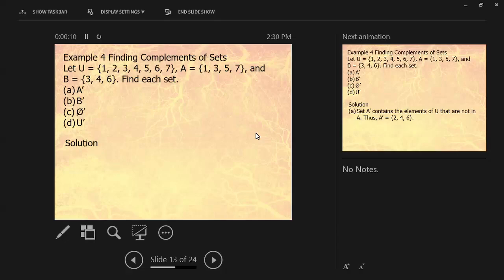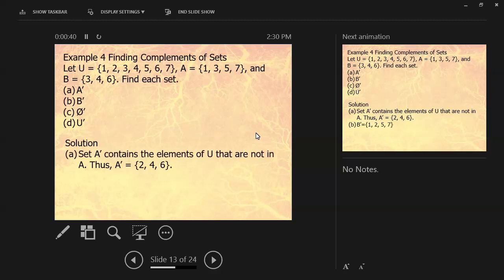Okay, so let's look at some problems. Here's our universal set. 1, 2, 3, 4, 5, 6, 7. So set A is 1, 3, 5, 7. So pretty close to what we just did, right? So what would be the complement of set A? So cross the 1 out, right? So it'd be 2. Cross 3 out would be 4. 6. Yeah, so 2, 4, 6, right? All right, good. Here's B.